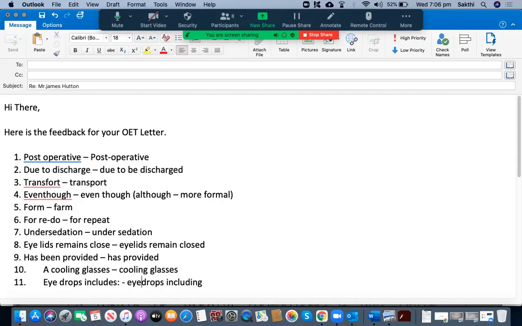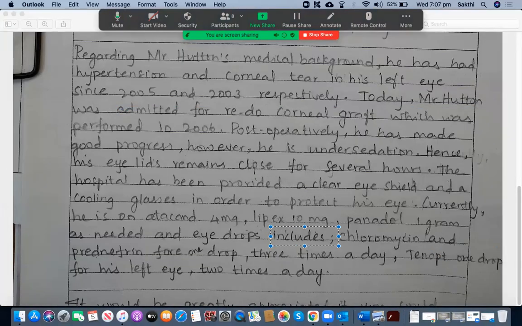I believe eye drops is one word only. And then you should include, including eye drops including, and then you should say whatever you want to use.